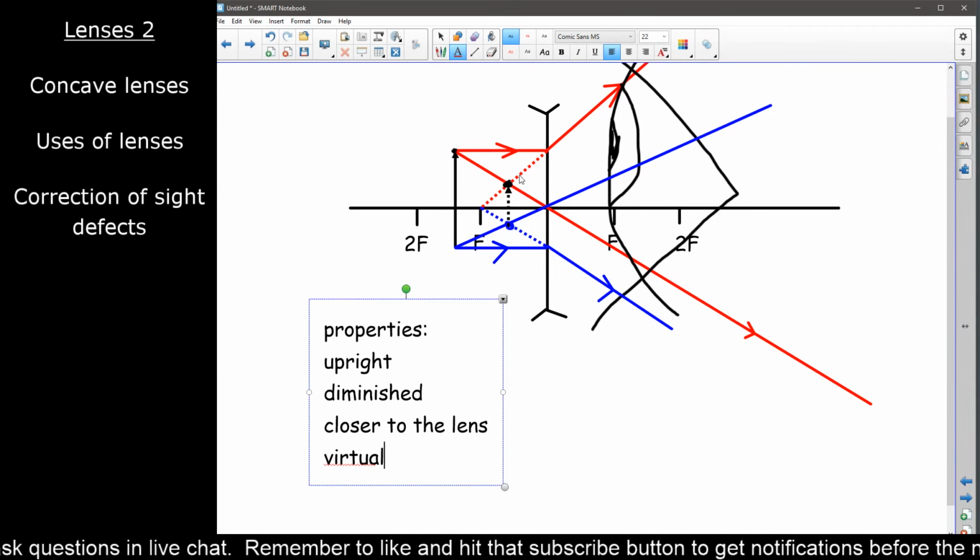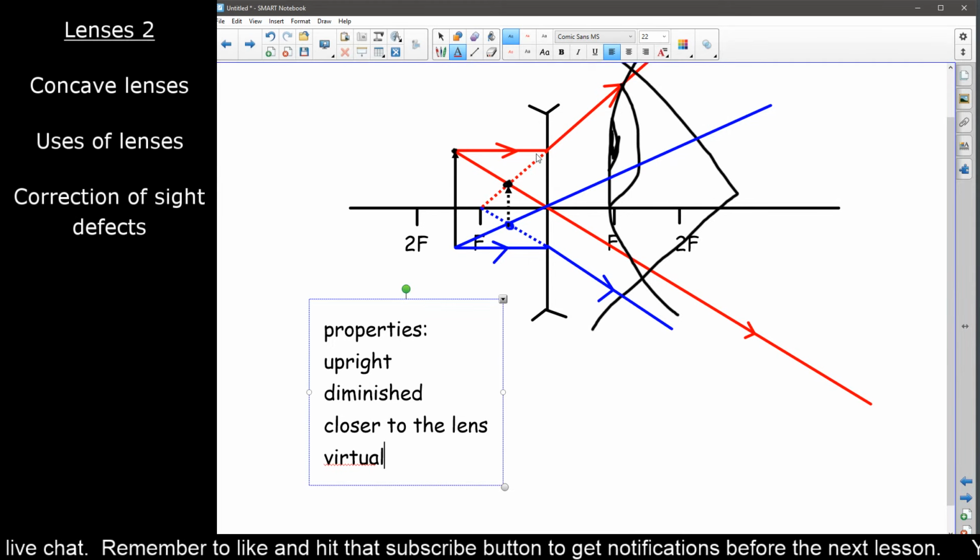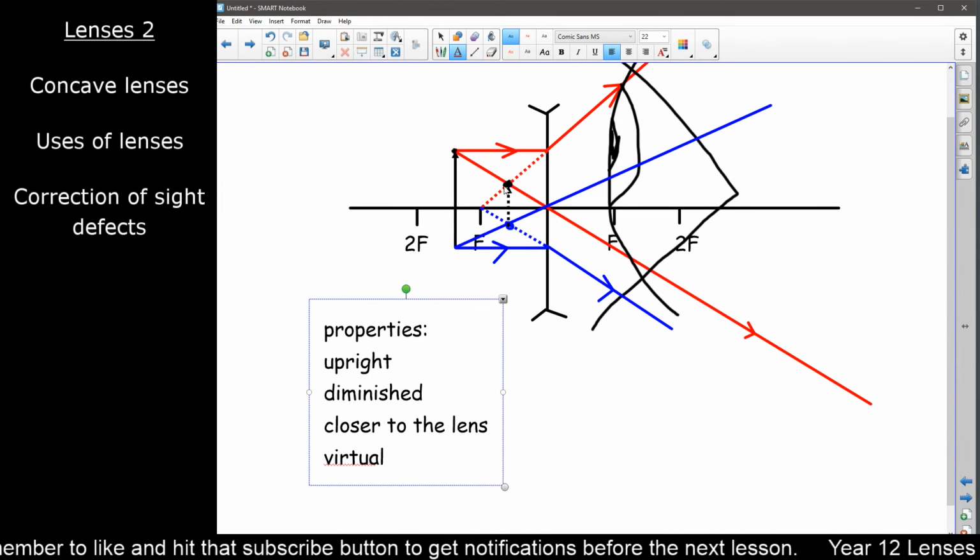Okay, no actual rays of light cross through this. Now one does, there's one real ray, but the second one, the one that actually positions it for your eye, is not a real ray of light, and as a result what's being created is not really there. Okay, so it's upright, diminished, closer to the lens, and virtual.